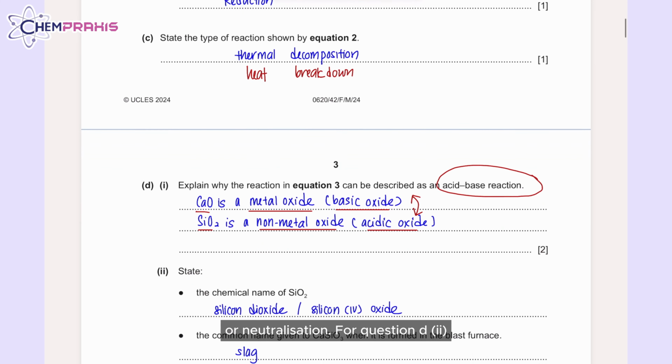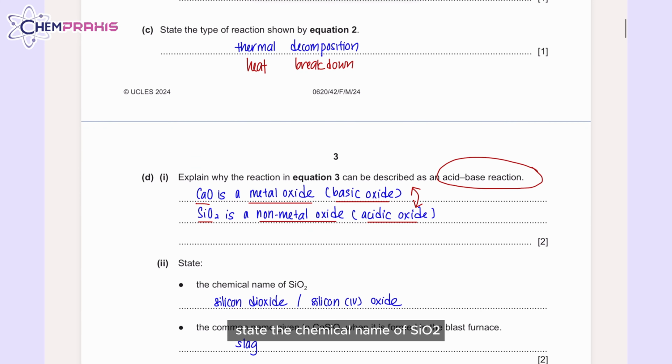Then for question D, Roman 2, state the chemical name of SiO2. So SiO2, you can call it silicon dioxide or silicon(IV) oxide. Please don't forget to write the Roman number. And the common name given to CaSiO3 when it is formed in the blast furnace, basically we cannot give the chemical name. The chemical name is calcium silicate, but the common name is slag.